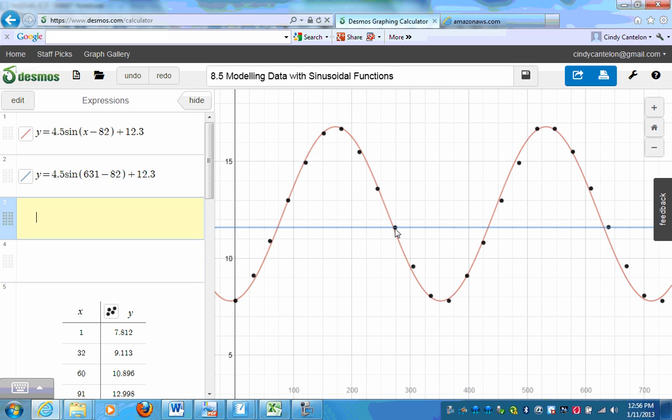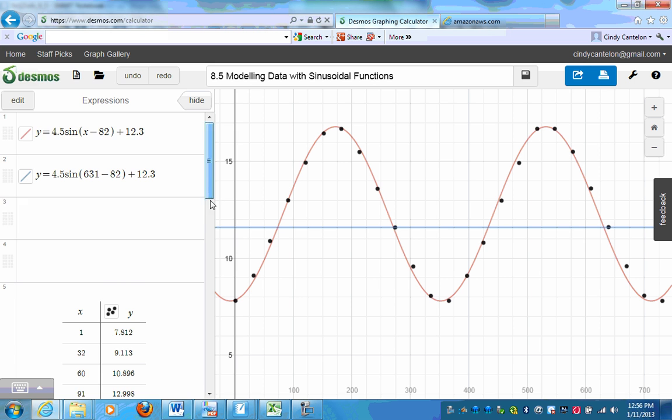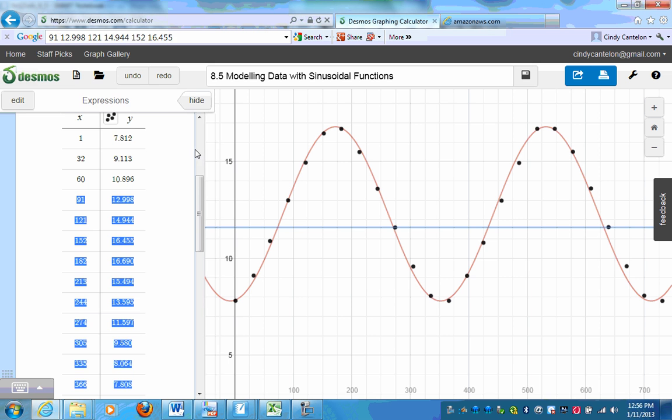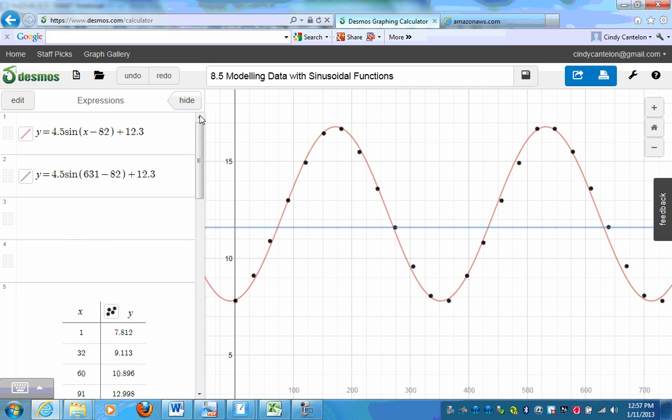Okay, and I can see that that value at 631 is right here. It looks like I'm looking at about 11.5, or again, close to 12 hours of daylight. And that makes sense, doesn't it? That on the spring and fall equinox there's 12 hours of sunlight. Okay, so I think I'm going to get you guys to do most of your questions by entering your data into Desmos, trying to come up with an equation using A, B, C, and D values that we learned in 8.4 to come up with an equation that best fits.